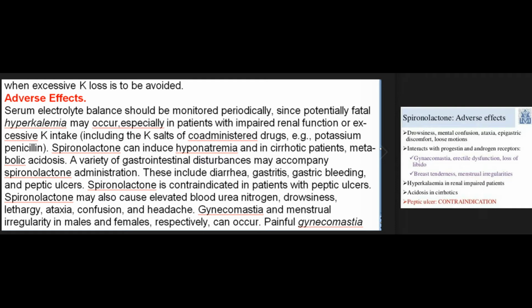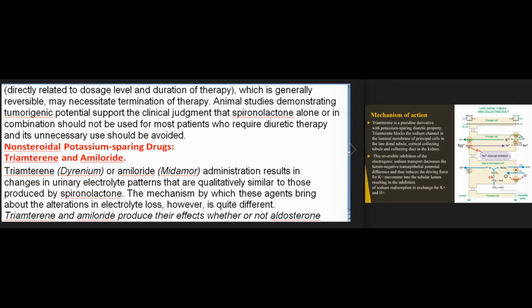Spironolactone may also cause elevated blood urea nitrogen, drowsiness, lethargy, ataxia, confusion, and headache. Gynecomastia and menstrual irregularity in males and females, respectively, can occur. Painful gynecomastia, directly related to dosage level and duration of therapy, which is generally reversible, may necessitate termination of therapy. Animal studies demonstrating tumorigenic potential support the clinical judgment that spironolactone alone or in combination should not be used for most patients who require diuretic therapy, and its unnecessary use should be avoided. Nonsteroidal potassium-sparing drugs, triamterene and amiloride.